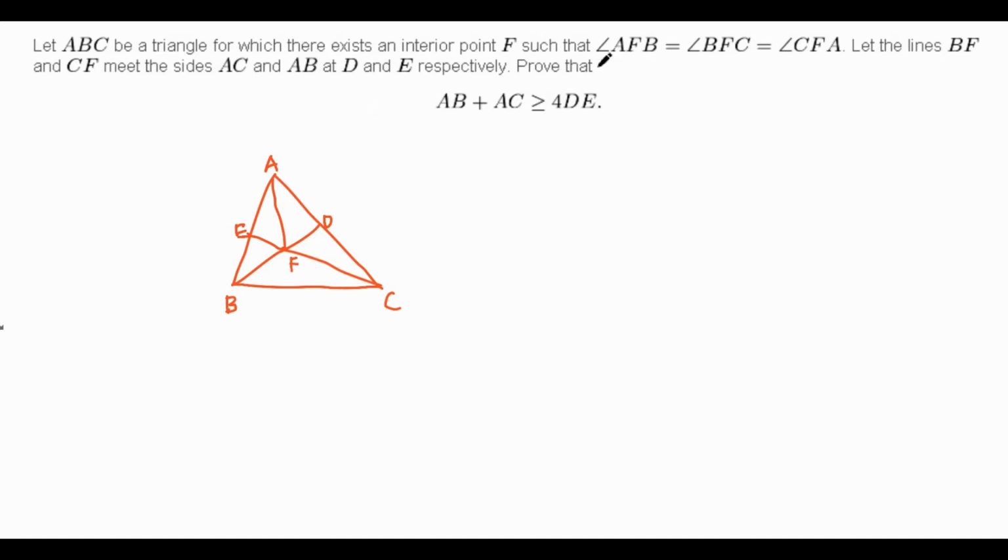So the first thing that catches our eye is, of course, this condition: angle AFB equals angle BFC equals angle CFA. For those of you who are knowledgeable about some geometry trivia, this point F is called the first Fermat point. And that will actually help us immensely in solving this problem.